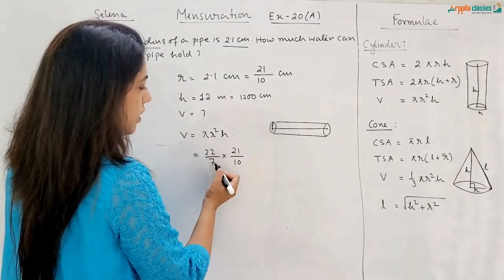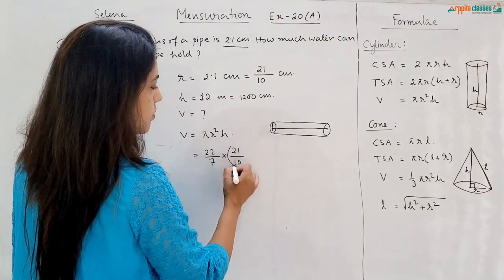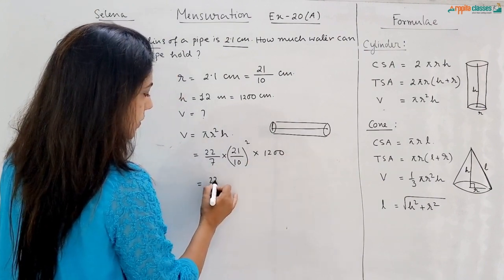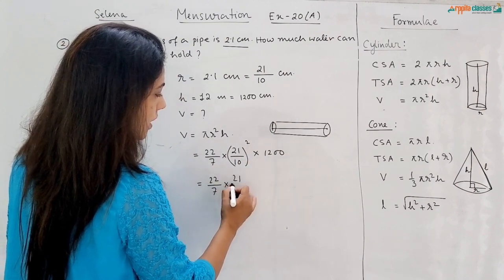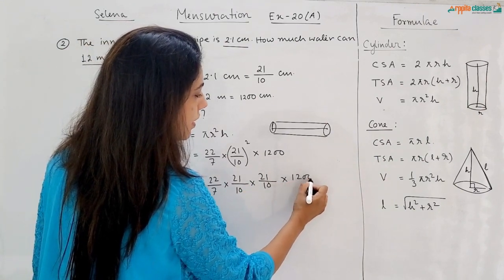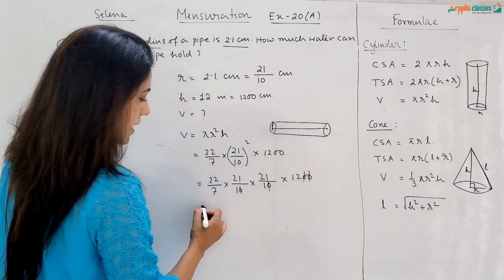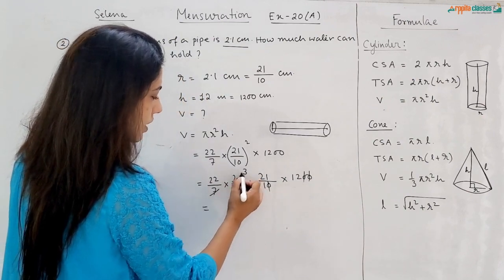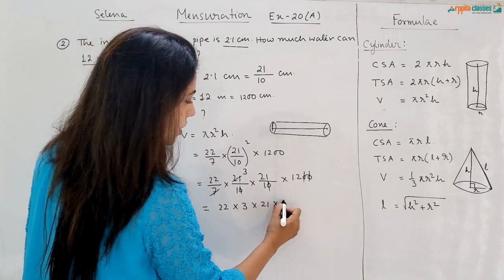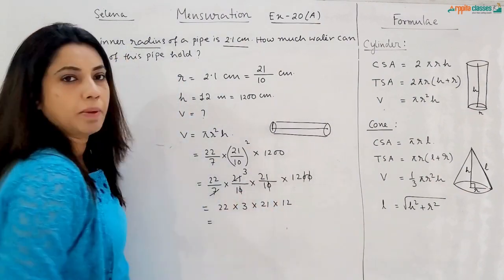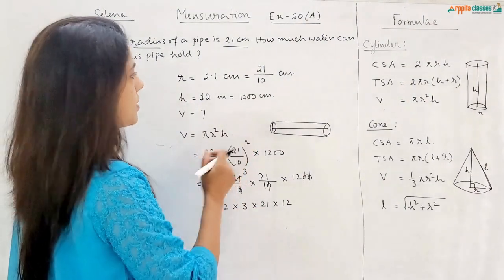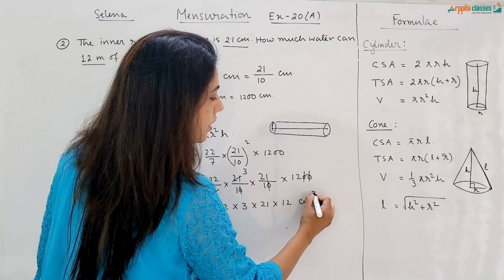Okay, so 22 by 7 into 21 by 10, this will be whole square, into h is 1200. So that's 22 by 7 into 21 upon 10 into 21 upon 10 into 1200. The zeros get cancelled. This is 7, 3. So it's 22 into 3 into 21 into 12. So when you do this multiplication, we get the answer. I think you can do this multiplication and the answer will be in centimeter cube.